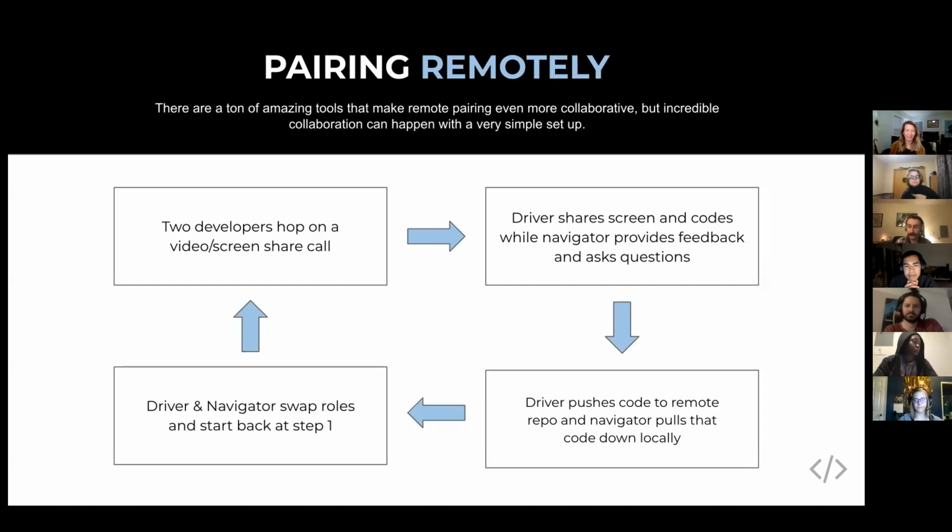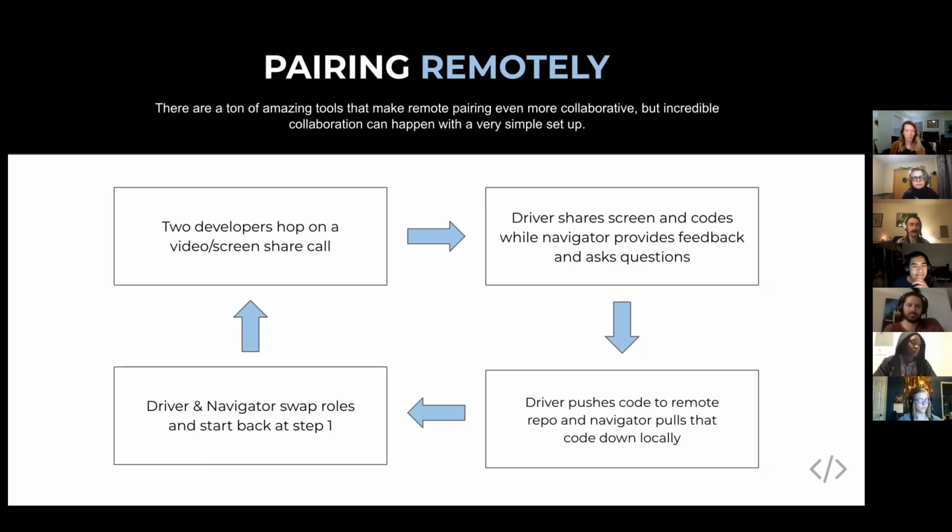The driver is usually the person who is sharing their screen and is doing the coding, while the navigator is, of course, providing feedback and asking questions about the code. So when you want to switch or have the navigator look at some code and maybe validate that it works on their machine or run some tests, it's good to have the driver push the code up to the remote repository, like push up to your branch, and have the navigator pull that code down locally. And like I said, the navigator can run it to make sure it works on their machine, for example, is a really common thing.